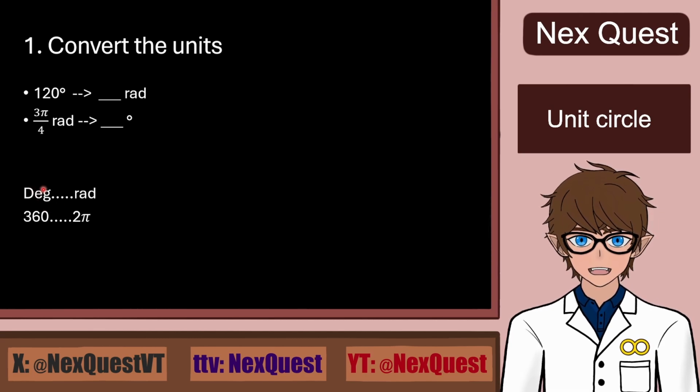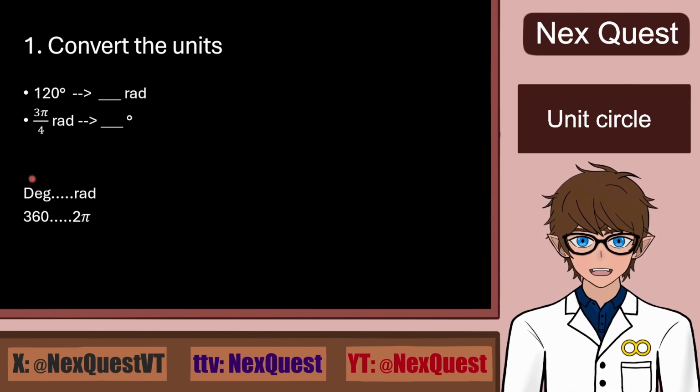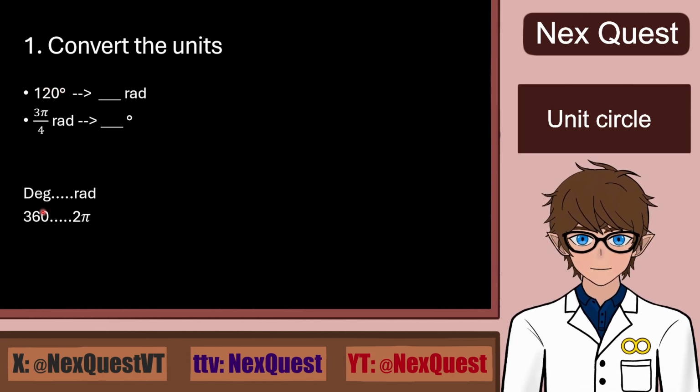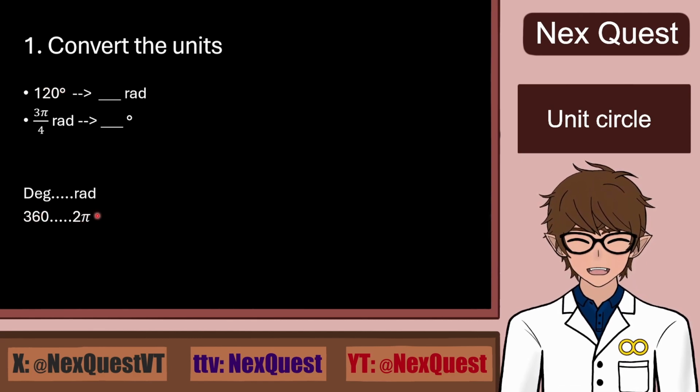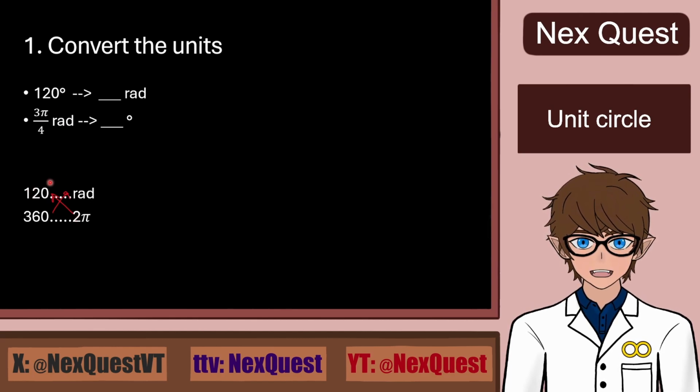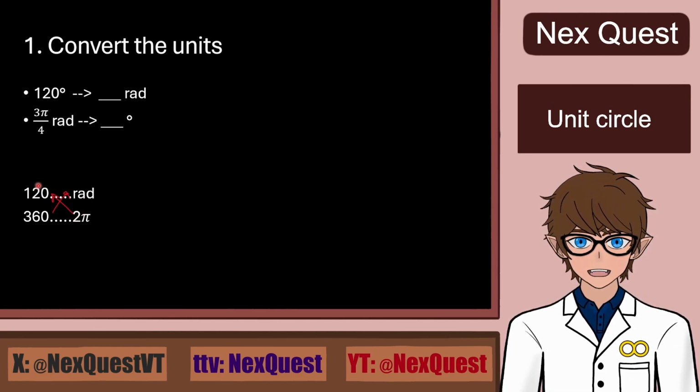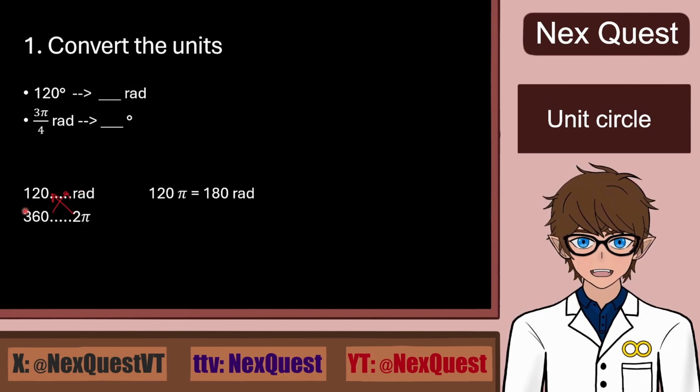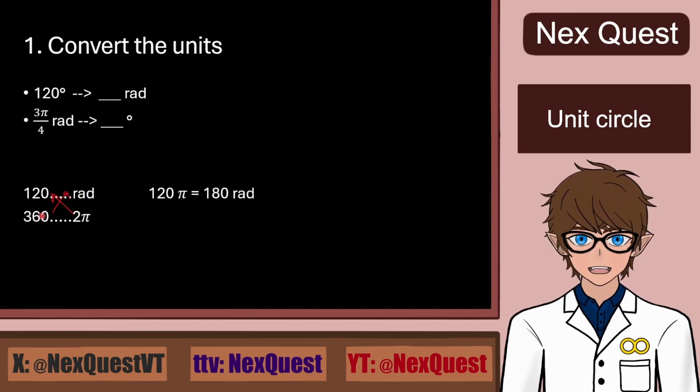For the first example I have written down the degrees to radians conversion, 360 and 2π. Here I'll insert 120 for degrees. I multiply crisscross, so 2π goes to 120 and 360 goes to radians. I already simplified the 2 and 360 to become 1 and 180, and we get something like this.